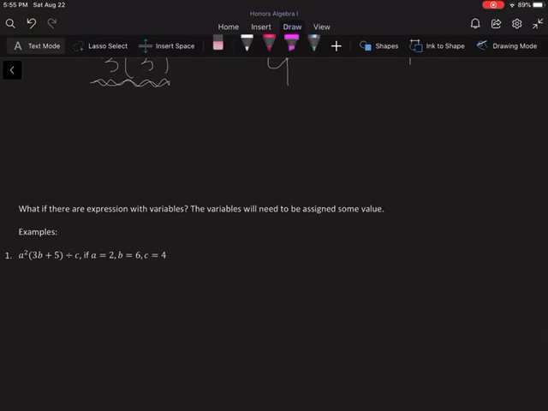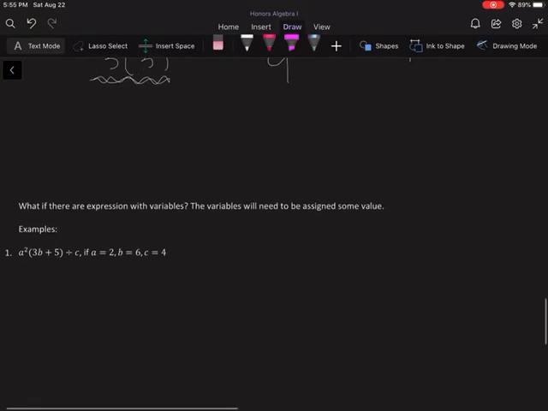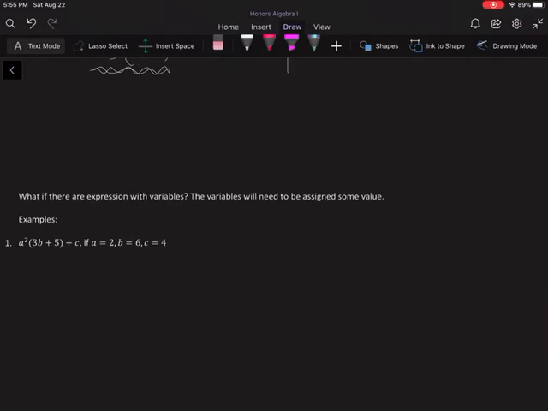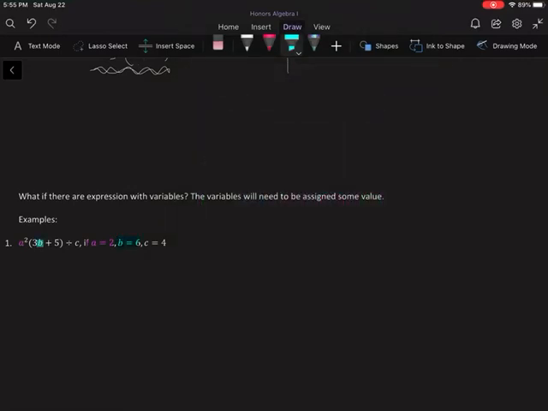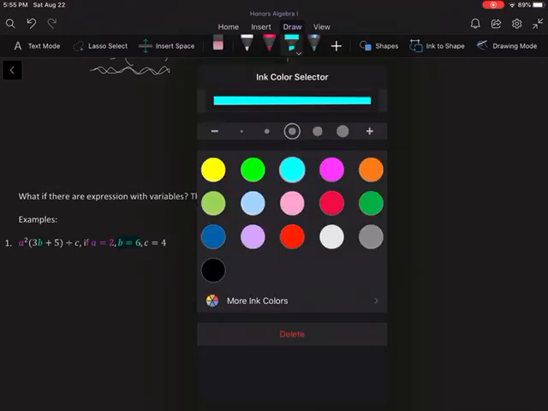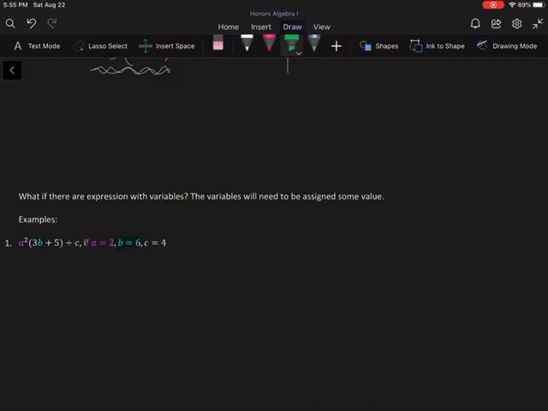What if there are expressions with variables? The variables will need to be assigned some value. So here we have a different value for each variable. So A is 2, and I'll be plugging in 2 to that, right? And then we have B is 6, so I'll be plugging 6 into there. And then I will be having C right here, and I'll be plugging in there. So here we have a division sign now, so things would be going left to right.